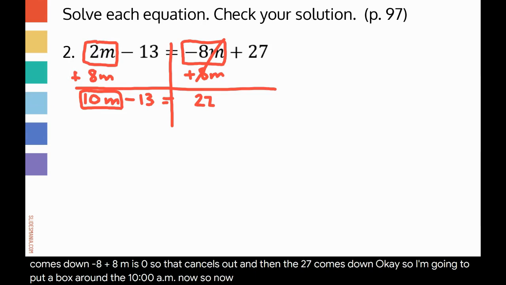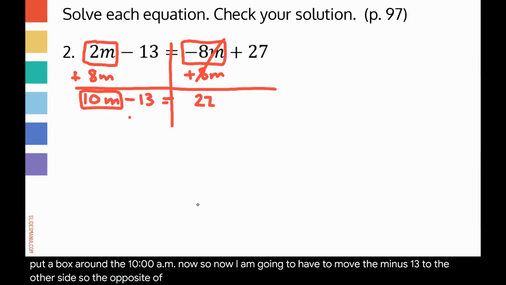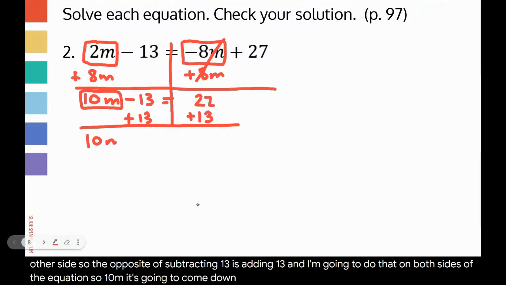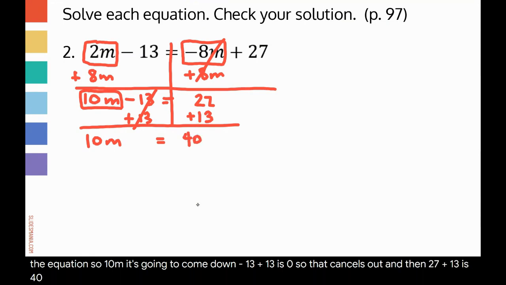So now I am going to have to move the minus 13 to the other side. So the opposite of subtracting 13 is adding 13. And I'm going to do that on both sides of the equation. So 10m is going to come down. Negative 13 plus 13 is 0, so that cancels out. And then 27 plus 13 is 40.